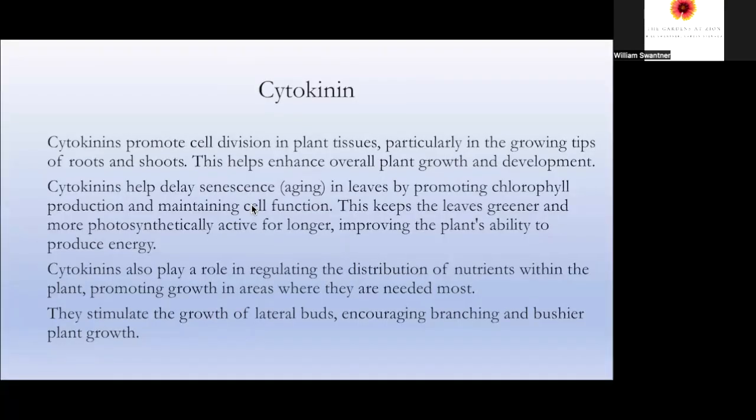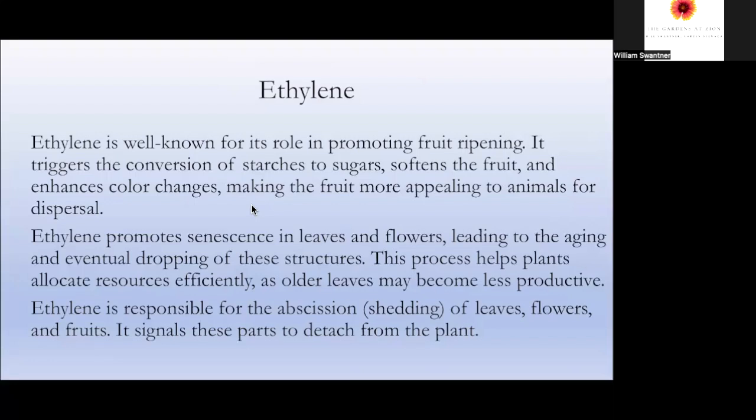Number 4, ethylene. Ethylene is well known for its role in promoting fruit ripening. It does this, again, fascinating thing for people who want to be master gardeners. It triggers the conversion of starches to sugars, which softens the fruit, enhances the color change, making the fruit more appealing to animals for dispersal. The animals eat the fruit, they excrete the seeds, and the seeds become future plants.